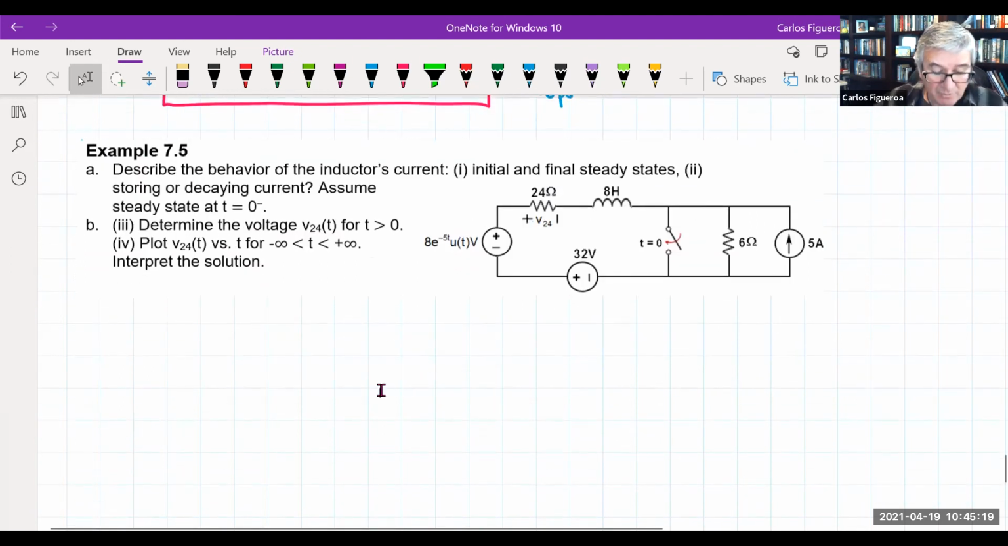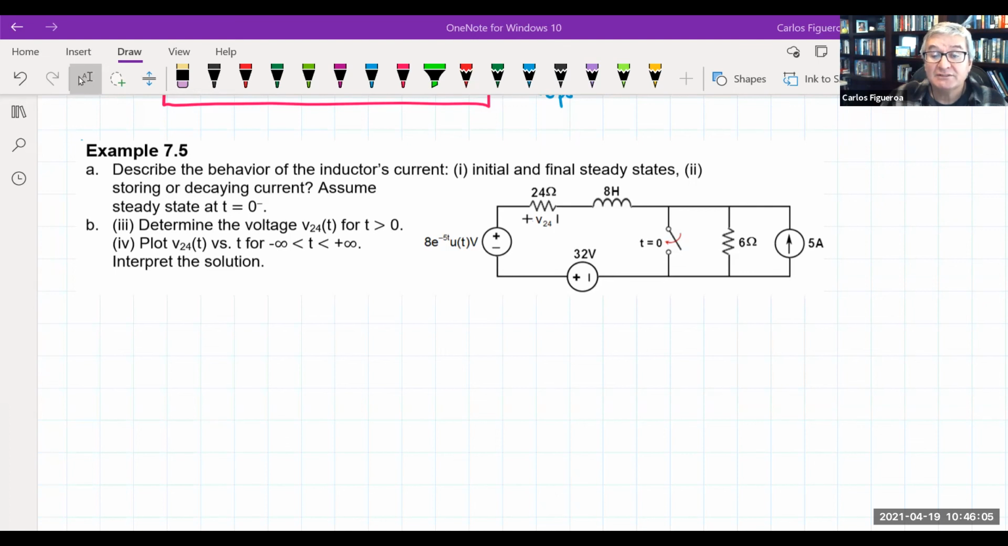Okay. So what we want to do here, as always, is know what to expect. What should we expect? The first question says, describe the behavior of the inductor's current. So is it storing or is it decaying current? You're looking at that circuit and probably going, oh my gosh, this is crazy. The first thing you should be thinking is that you want to simplify the circuit. Is there anything in series and parallel?